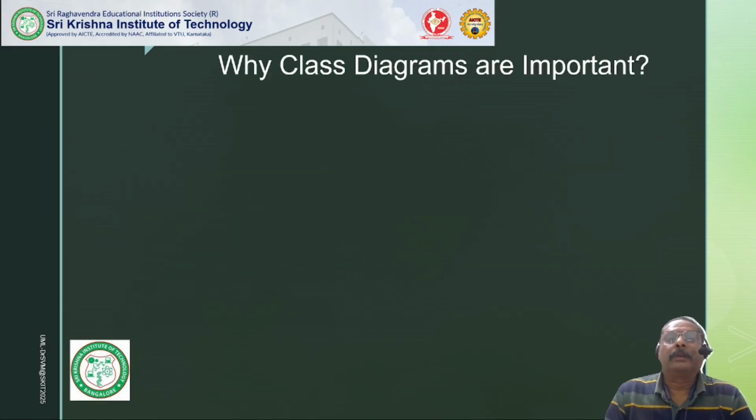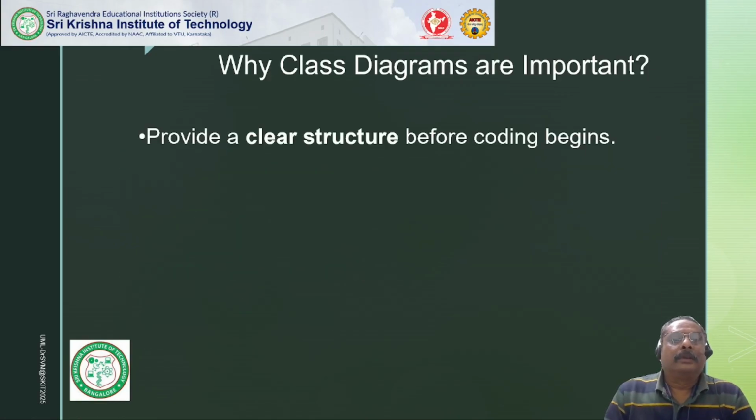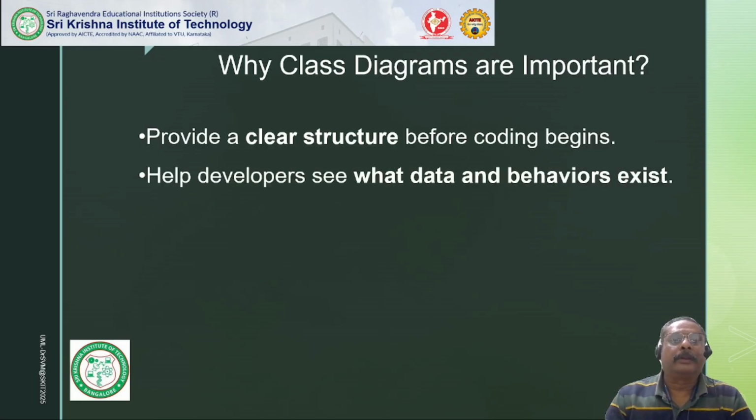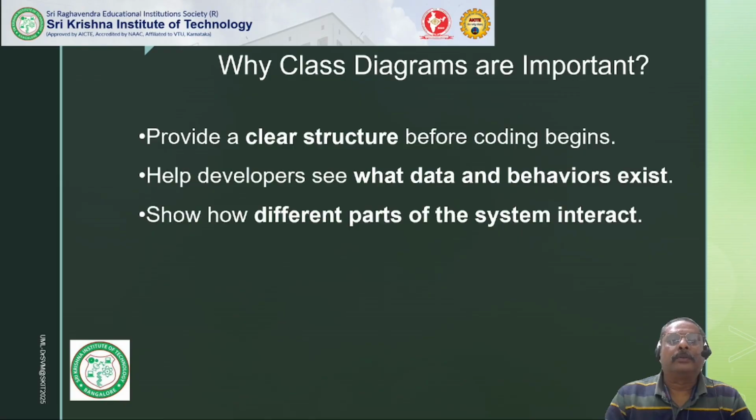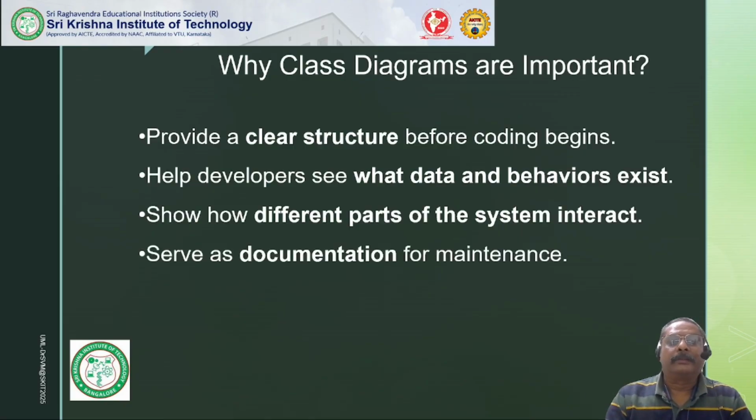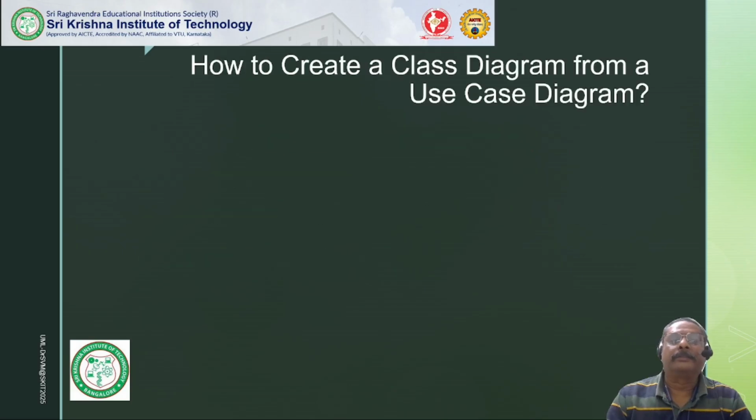So why do we require class diagrams? They provide a very clear picture of the structure before coding begins. That helps the developers to see what data and behaviors exist and how different parts of the system interact with each other, and it serves as documentation for maintenance.